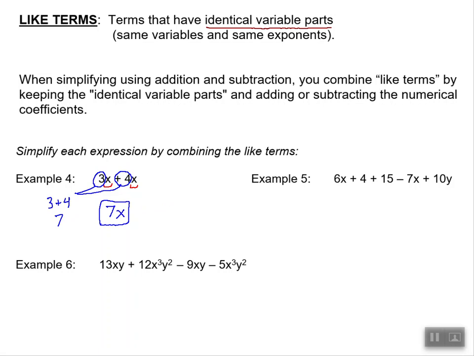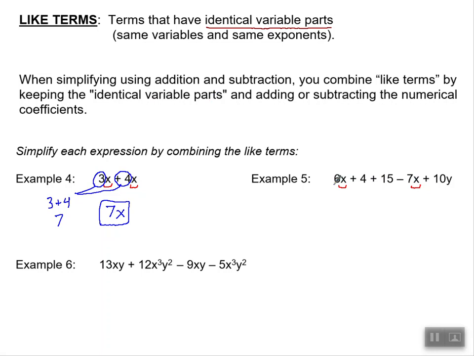Let's look at example 5. Oh wow, I have five terms. Are all of them identical variable parts? Well, let's start with the first one. 6x, well, that has an x in it. The next term does not. The next term does not. The fourth term, that also has an x. But the fifth term does not. So these two terms have identical variable parts, and I can combine them.